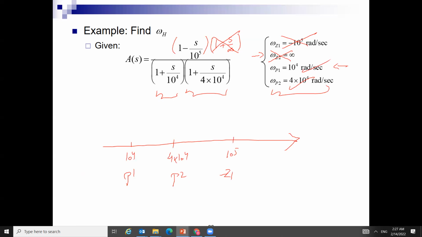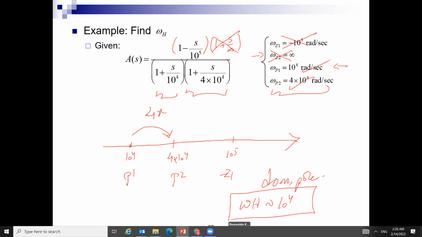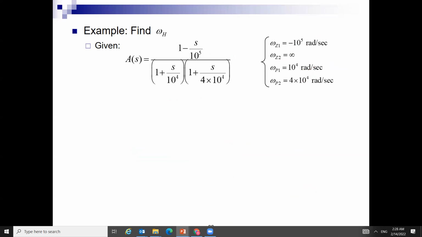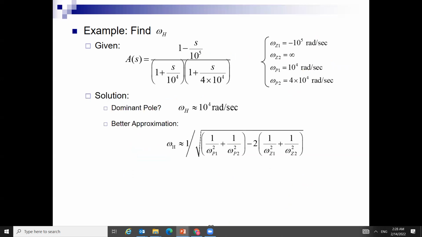If we look at this, the smallest pole is at least 4x smaller than the next one. Therefore, if I want to, I can use the dominant pole, and I can say, according to the dominant pole, my omega h is approximately 10 to the 4 radians per second, or my omega 3 dB is around 10 to the 4 radians per second. So for the dominant pole, we set it 10 to the 4. For the better approximation, we apply the formula and plug in the numbers. Of course this term is 0, don't worry about it. So we get 9,800 radians per second.